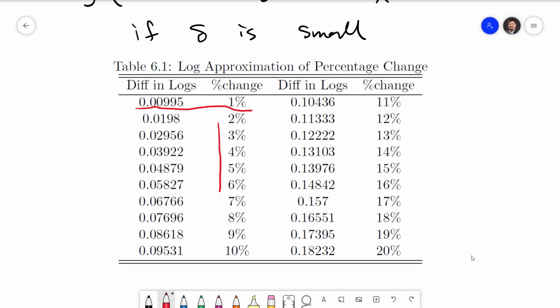But as the percentage change gets bigger, the approximation gets increasingly worse. By the time we get to 10%, we're down to an approximation that is about 9.5%. And by the time we get all the way up to 20%, we're down to about 18.2%. So you can see that the approximation does get worse. But if we stay in this area down here, we are going to be just fine.